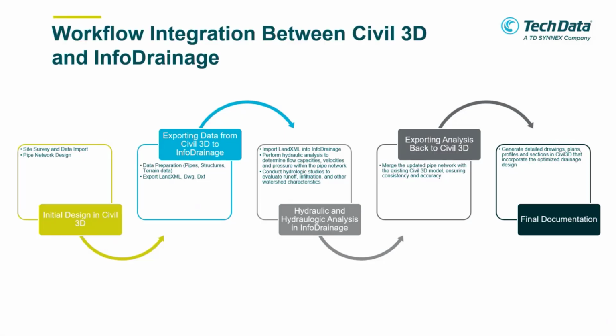So basically the workflow integration between Civil3D and InfoDrainage is something like this. Okay, you can import and export through LandXML, and you can perform the hydraulic analysis to understand the flow capacity or velocity and also the pressure within the pipe networks. Okay, and then like you saw just now, you can export the analysis back to Civil3D. And of course, lastly, you want to have a final documentation for detailed drawings, plans, profiles, and sections in Civil3D.